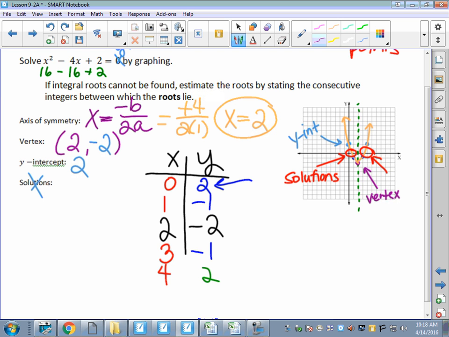So for the solutions, I'm going to say that one solution looks like it's between 0 and 1. I don't know. It might be a half. It might be a third. It might be a quarter. It might be, I don't know. But it's between 0 and 1.